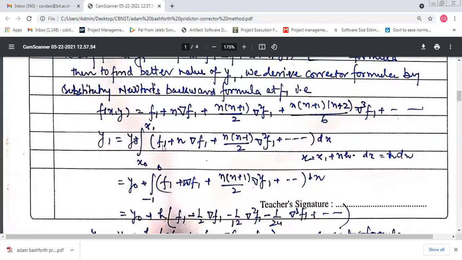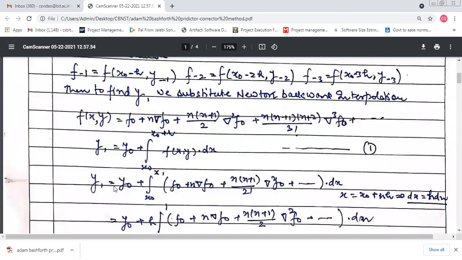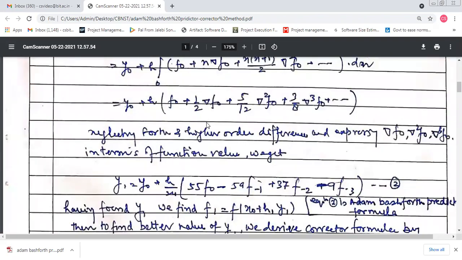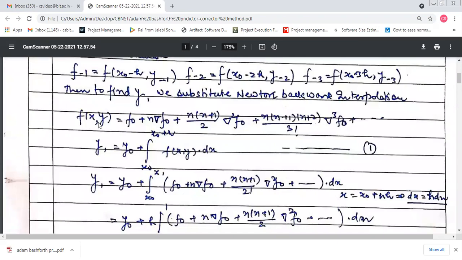And after getting this, x is equal to x1 plus nh and dx will be equal to h dn. So once we put the value of x0 over here, we will be getting -1 and x1. So first of all, Newton's backward difference formula is evaluated for the predictor method. We evaluate with y1 is equal to y0, and then the corrector formula is evaluated with y1 is equal to y0. But in that case, f(x,y) is taken as f0 and delta f0.